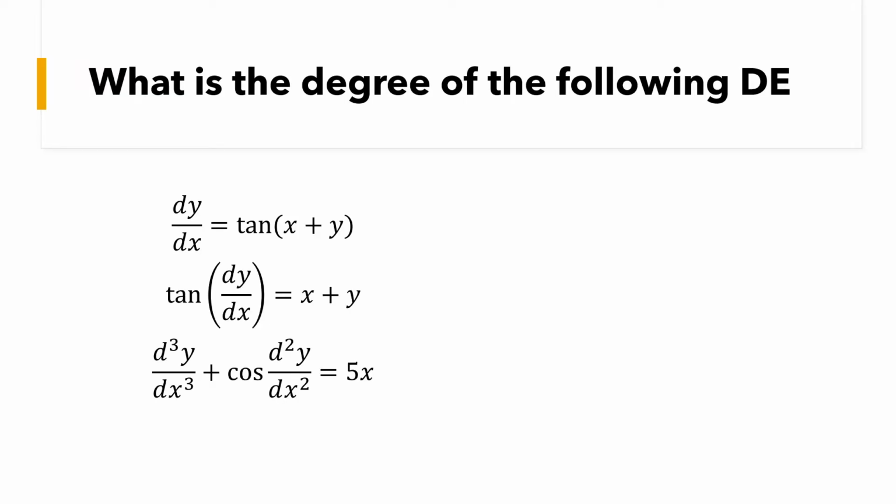So, we have three. First, dy over dx is equal to tangent of x plus y. So this is of degree 1, obviously, no? Because our derivative is separate from the trigonometric function.